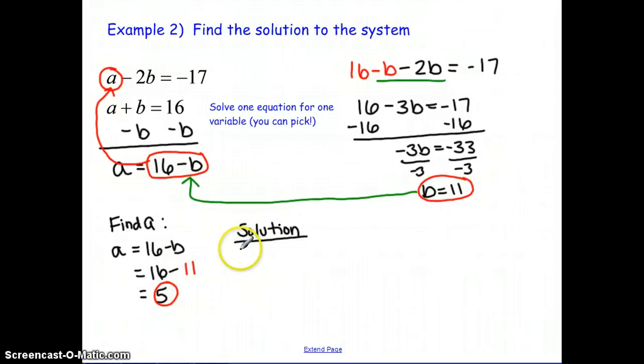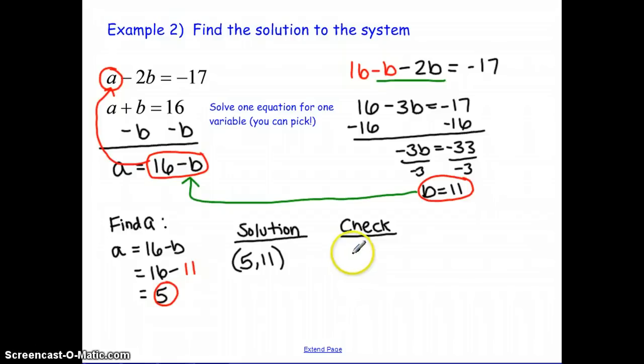So we can write that the solution to our system is 5, 11, or a, b. Usually the convention is to do the variables in alphabetical order. So if it was x, y, we know the first number would be x, the second number would be y. For a and b, the first number is a, the second number is b. Now that we have our solution, the last thing we have to do is check.